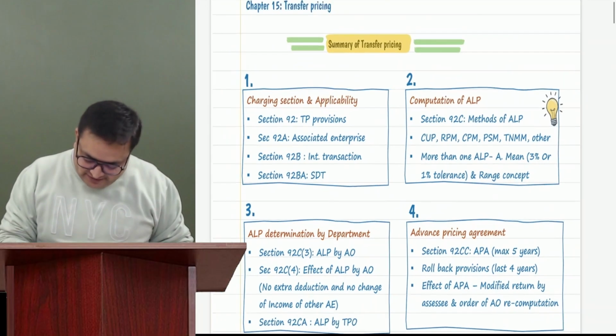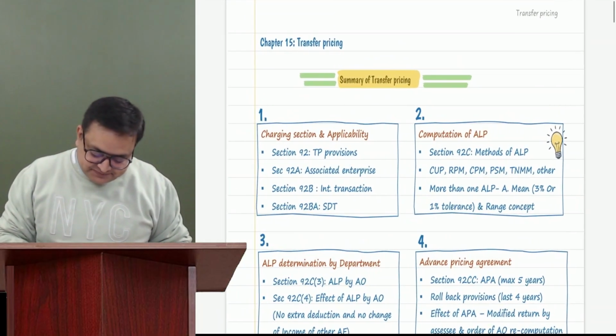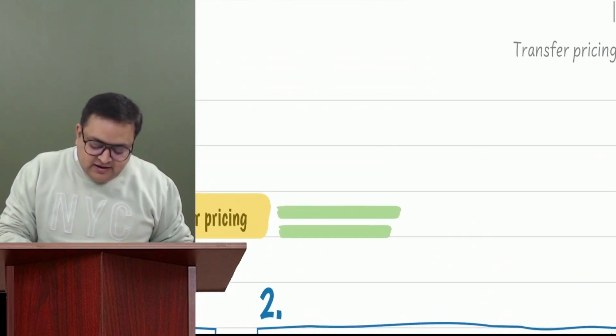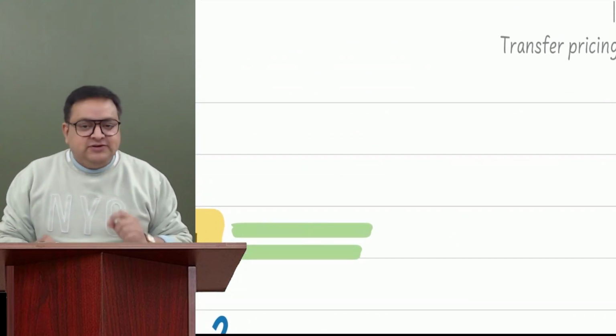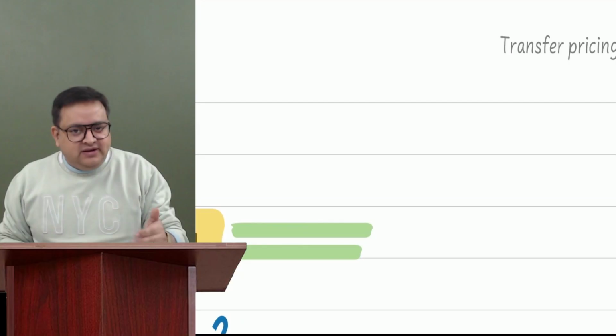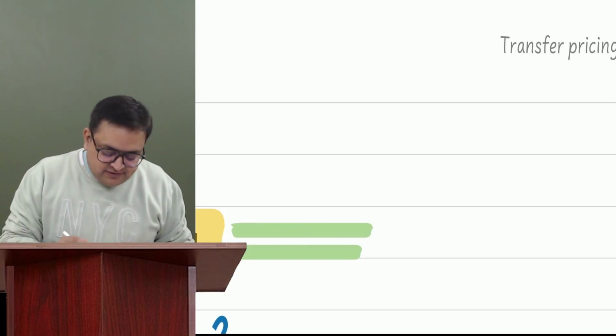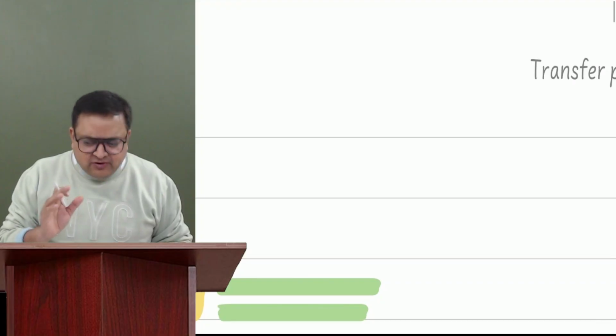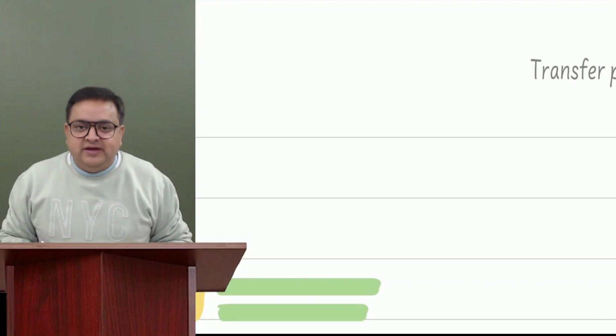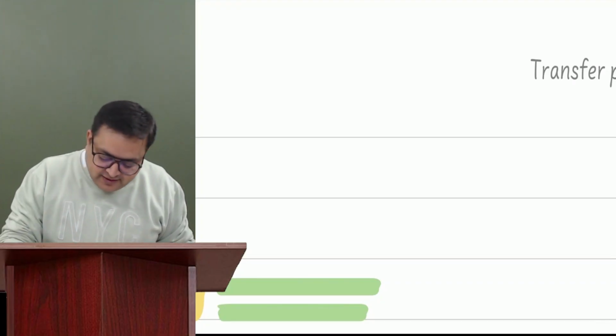Correct. So with this, let us start with the chapter. See, there are a few basic sections which we should know, not necessarily the section number, but we should know about them, what these are. There are first three, or I would rather say four sections which are very, very basic, which you should know.